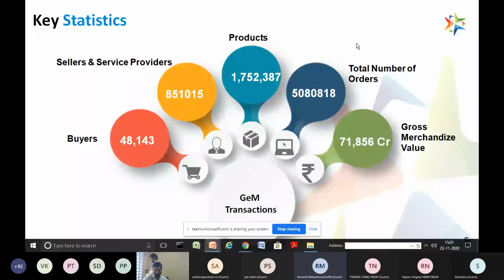GeM works on the concept of categories actually. So with respect to SHGs, we will be focusing only on those 5 categories which have already been mentioned by Santanu sir and Rajiv sir. We have close to 7,000 categories, but for SHGs we'll be focusing only on those 5. We have close to 48,000 buyers. And please note, out of those 71,856 crores, close to 58% has come only from MSMEs. That is the kind of empowerment this portal is providing for MSMEs and small players.